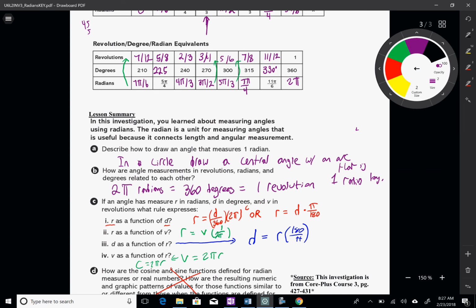So you can see in part C, this is the crux of what we've done. So this formula here, d over 360 times 2 pi, that's Khadijah's formula to convert from degrees to radians. And this is JC's formula to convert from degrees to radians. In part 3, this is JC's formula to convert from radians to degrees. And that's the key.